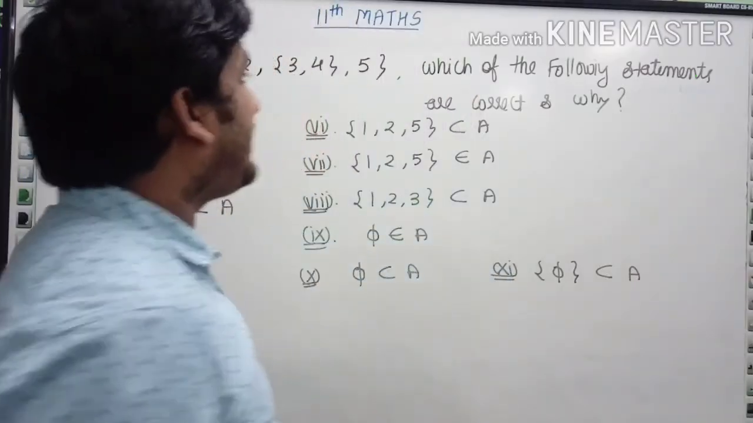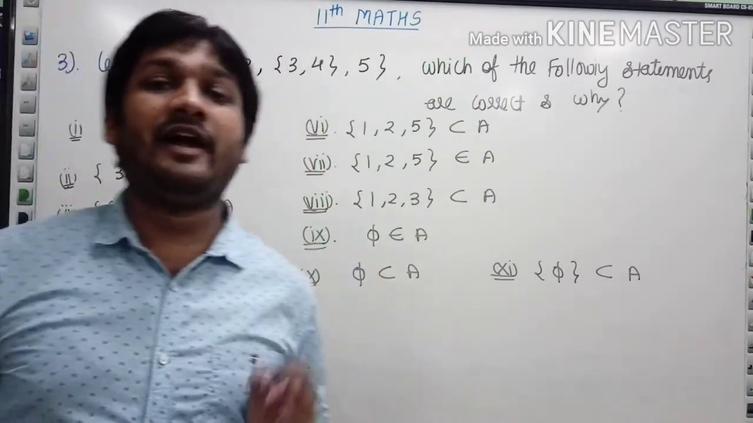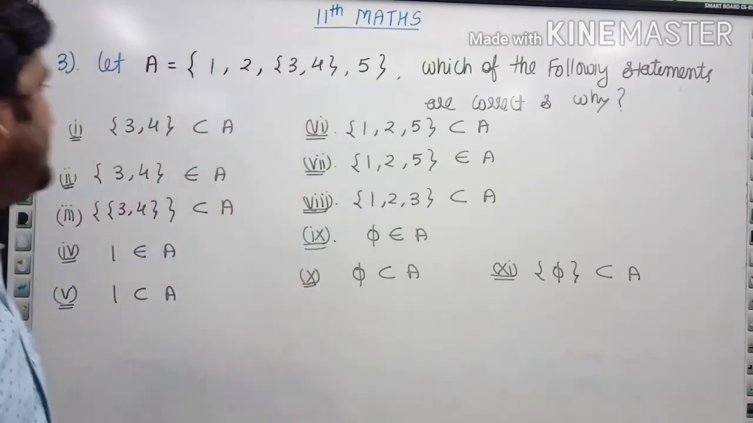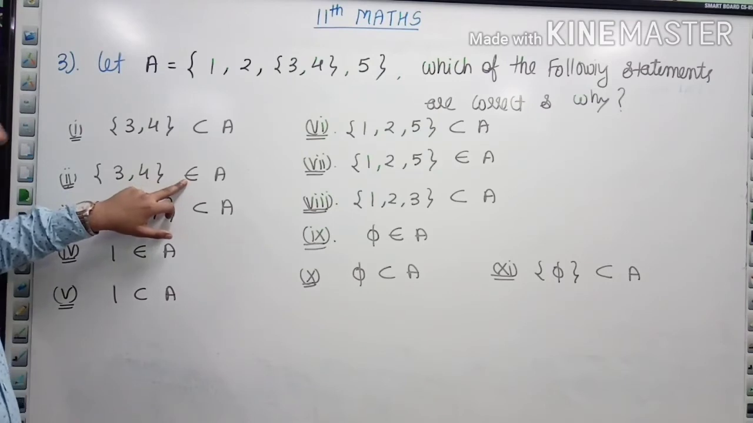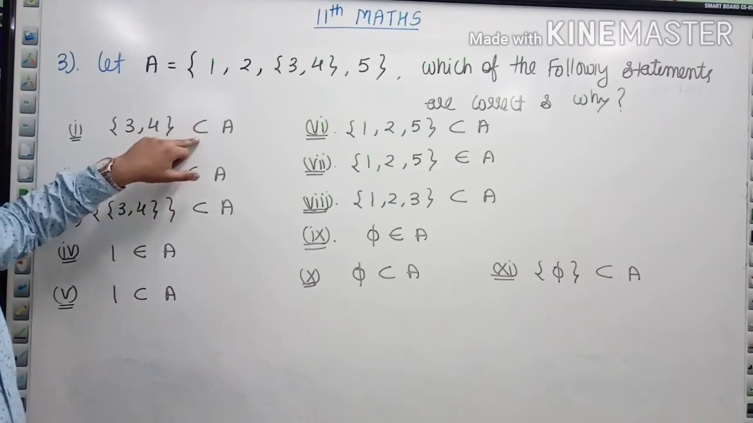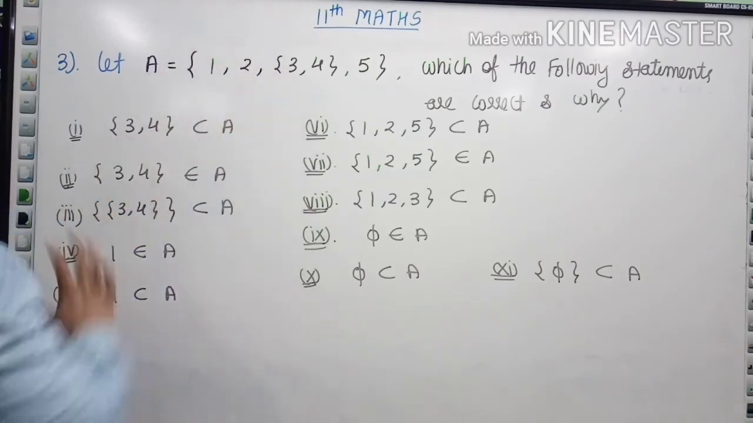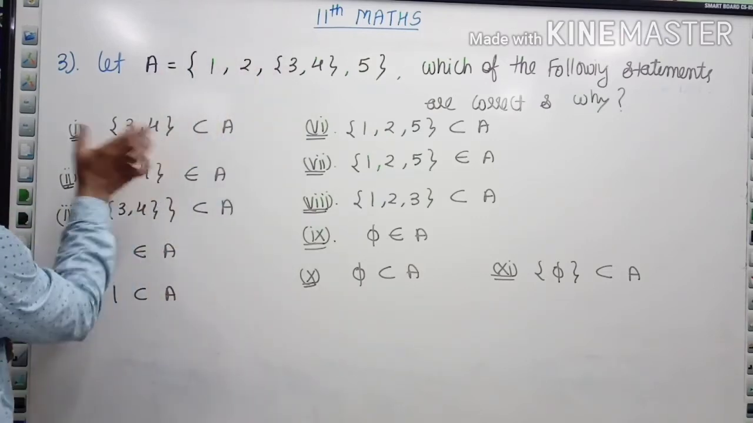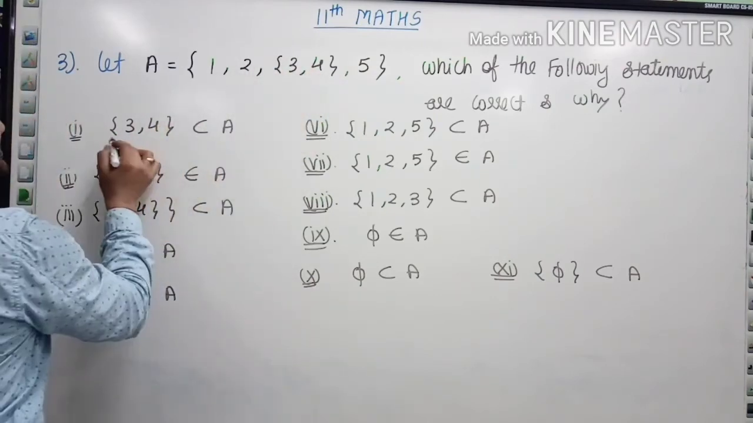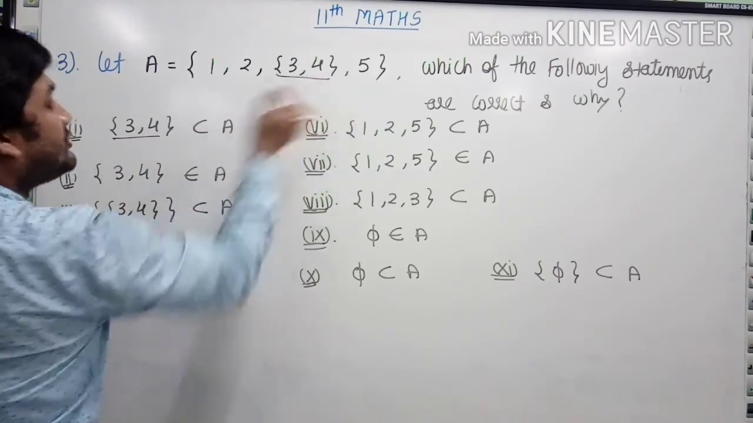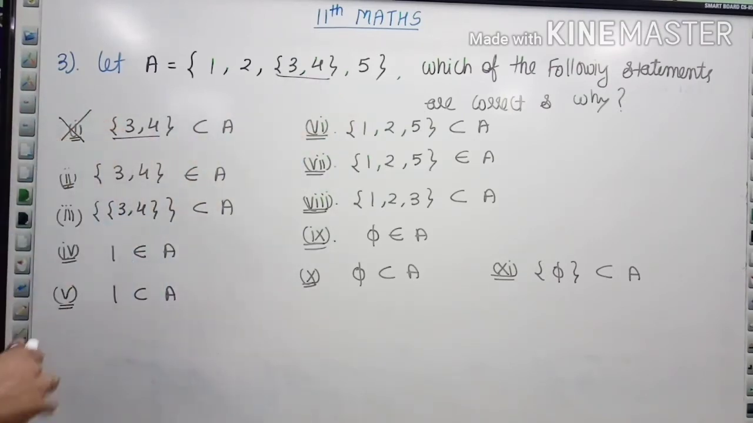Now next question, we have to check which of the following statements is correct and why. Let's see here. We have symbols that we already know. Epsilon means belonging to, and this is the symbol of subset. Now the first is {3, 4} is a subset of this, is not. See, the set {3, 4} is an element. This set {3, 4} is an element here. So for an element we cannot say subset. This is a wrong statement I will say.